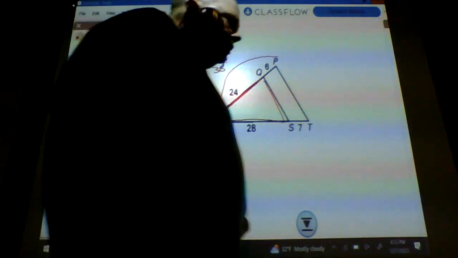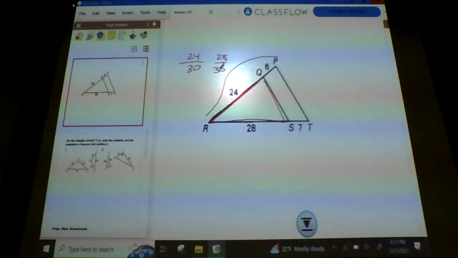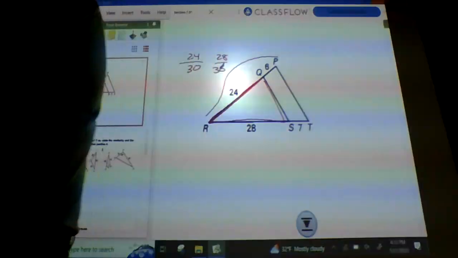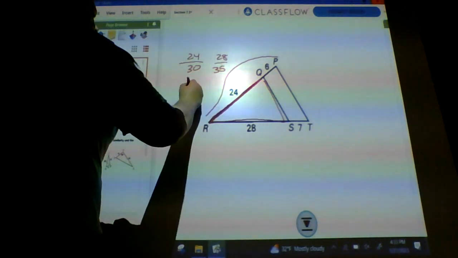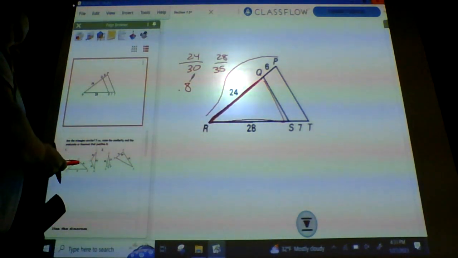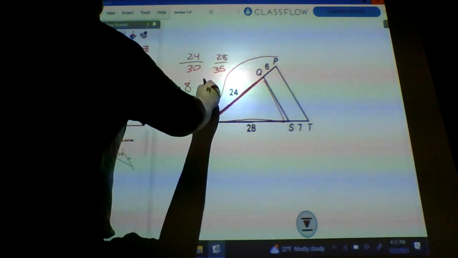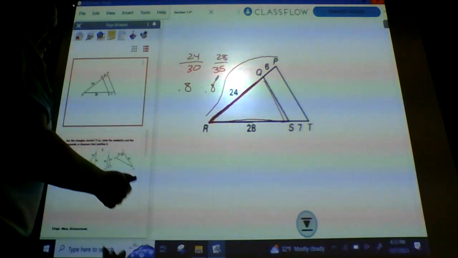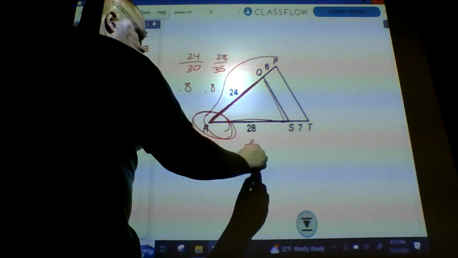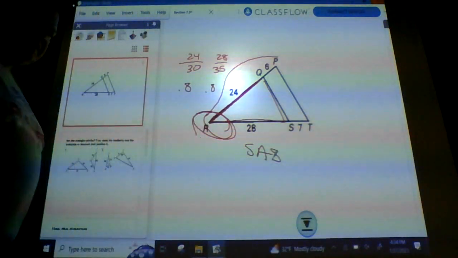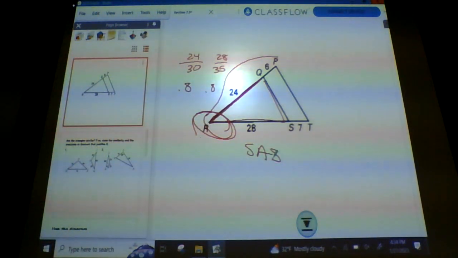Okay. When we work through those two ratios, both of those ratios are going to give us 0.8. Now, I have two sides that are proportional. This angle here at R overlaps in both triangles. So these two triangles are similar by SAS similarity.